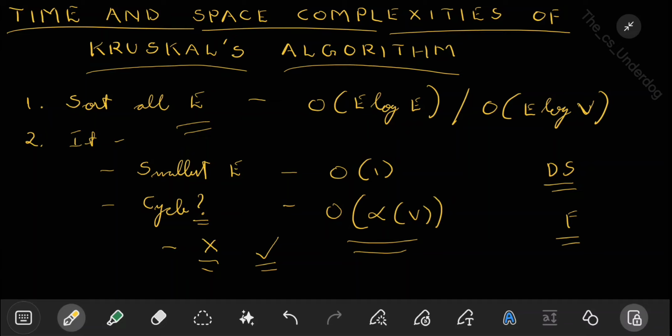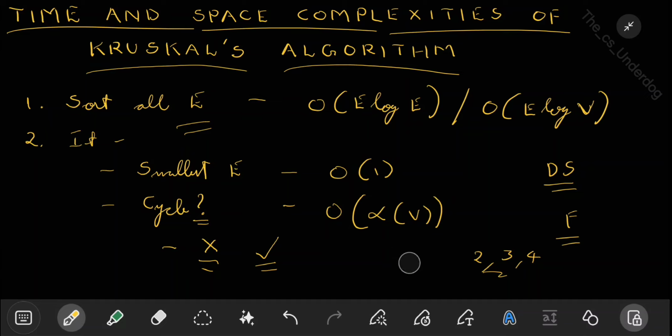And what is the speciality of this inverse Ackermann function? It grows so slowly that you can consider it as a constant. So even if V takes very, very large values, the value of the inverse Ackermann function will be very small, like maybe 2, 3 or something. Even if you are having a very, very large number of vertices, still it will only be 3 or 4, because of which you can consider it as a constant.